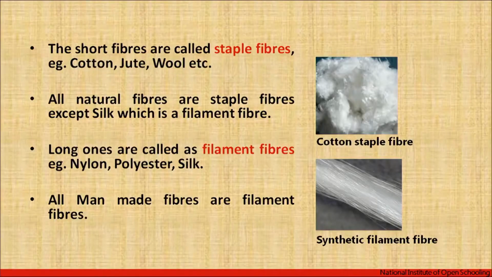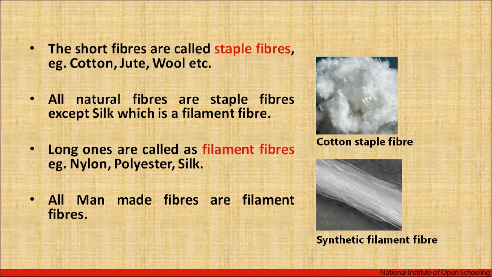All the natural fibers come under the category of staple fibers. Staple fibers are short fibers and all man-made fibers, in which we have synthetic and regenerated fibers, come under the category of filament fibers. Filament fibers are usually long fibers. Examples of natural fibers are vegetable fibers like cotton, flax, jute, etc. And the man-made fibers are like polyester, nylon, acrylic.